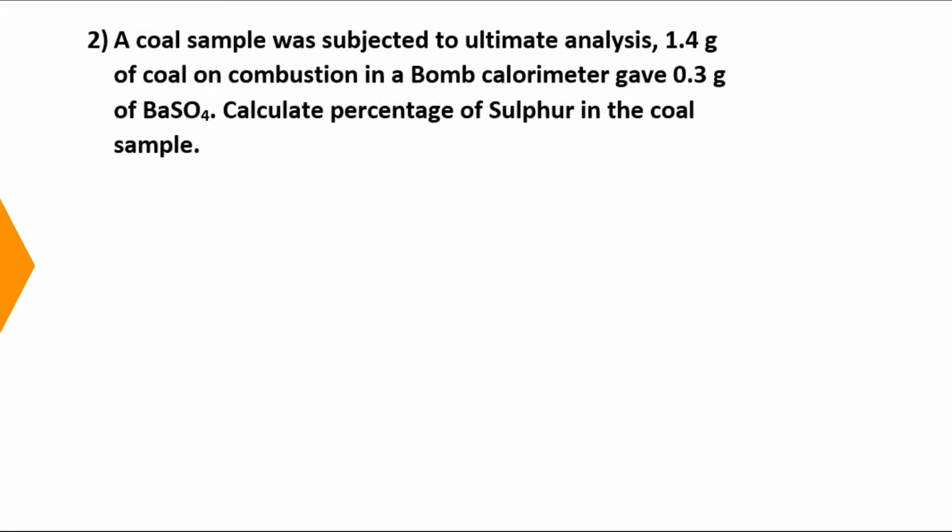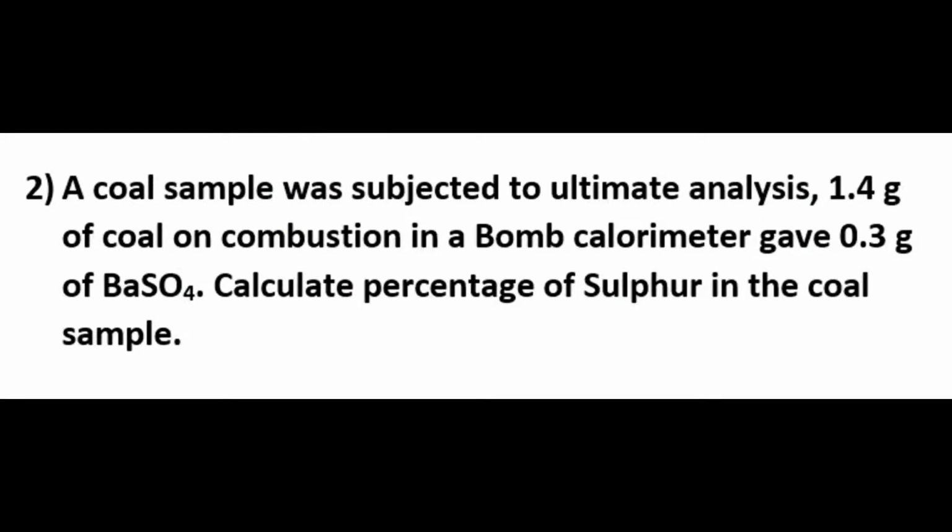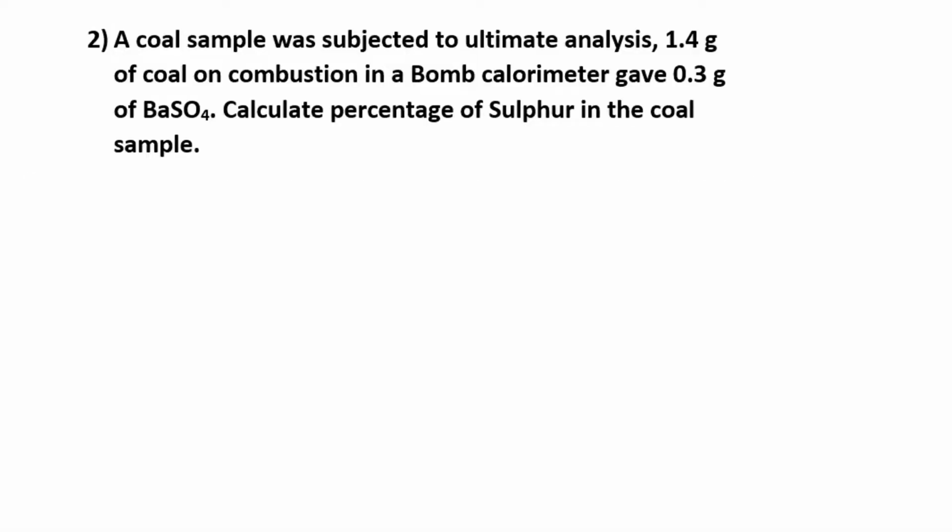Now the second numerical. A coal sample was subjected to ultimate analysis. 1.4 gram of coal on combustion in a bomb calorimeter gives 0.3 grams of barium sulfate. Calculate the percentage of sulfur in the coal sample. Again, the data are given. Weight of coal sample is 1.4 gram.